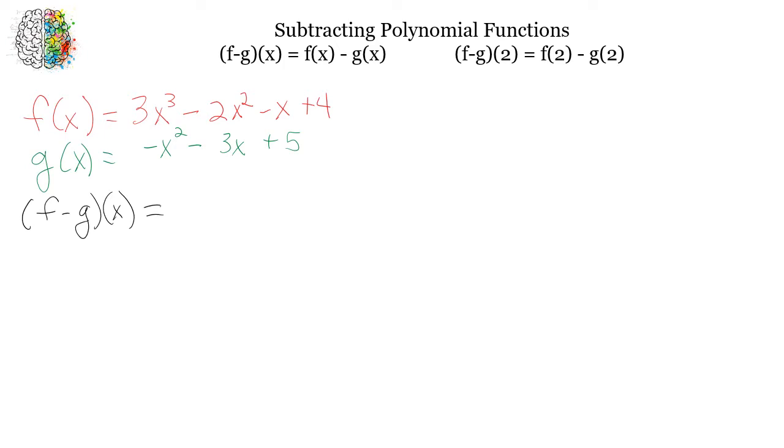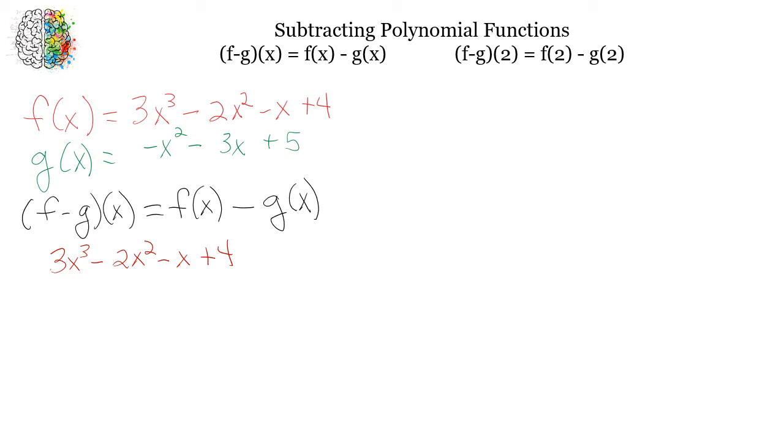What they're asking you to do is to take this first function, f of x, and then subtract the second function, g of x. And the way that we do that is the exact same way that we did it when we were subtracting polynomials. You're going to start with the first function. So the first function is our f of x, which is 3x cubed minus 2x squared minus x plus 4.